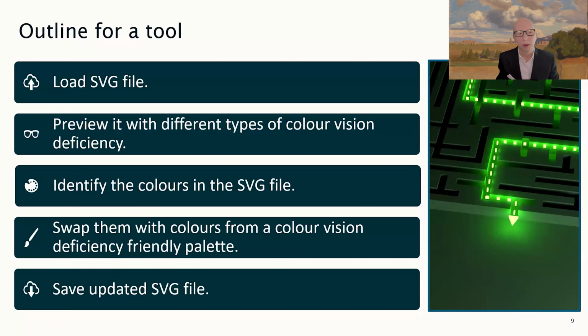I knew that the diagrams were vector-based and could be saved from our academics' original PowerPoint as SVG files, scalable vector graphics. So I thought, what if we had a tool where you could load your SVG file, see how it looks with different types of CVD, identify the colors used, swap them out with colors from a CVD-friendly palette, and then save the modified file. I presented the idea here as the life cycle of using the tool because that's how I structured the starting prompt that I used to make it, which you could find on my webpage.